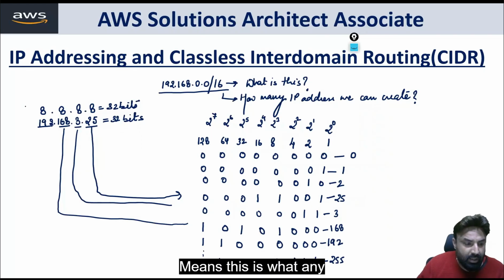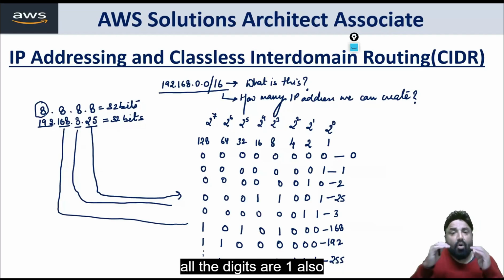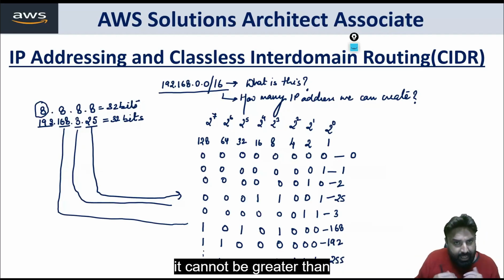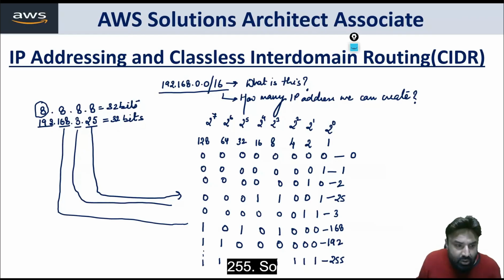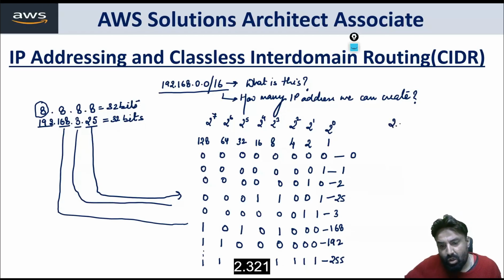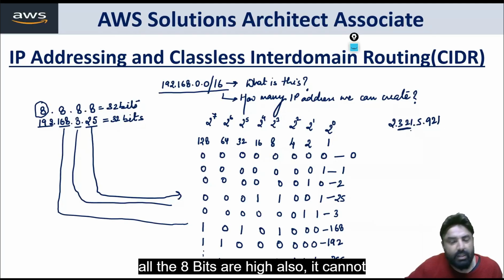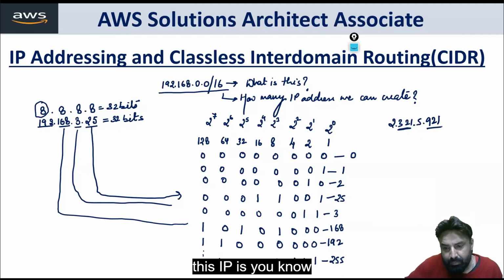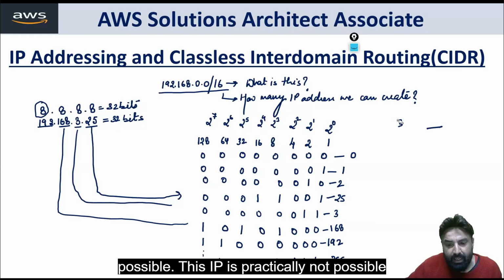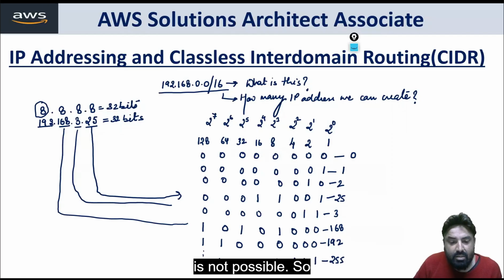This means any octet cannot be greater than 255. Even if all the digits are 1, it cannot be greater than 255. So 100% you will never see an IP like 2.321.5.921. How is it possible? If all the 8 bits are high also, it cannot exceed 255. So this IP is practically not possible. Hope you are getting what I'm trying to explain.